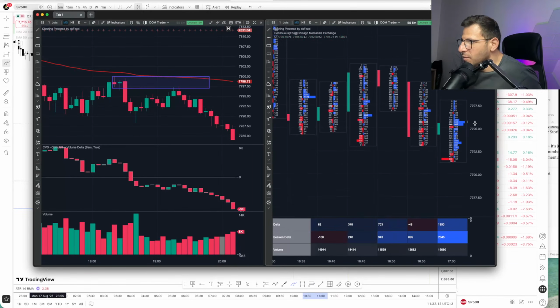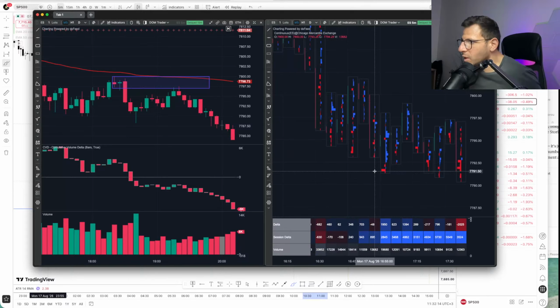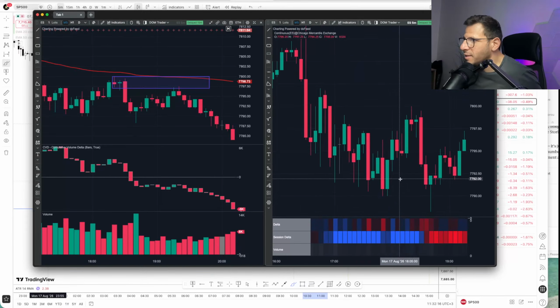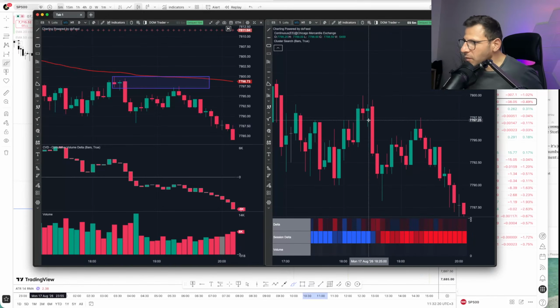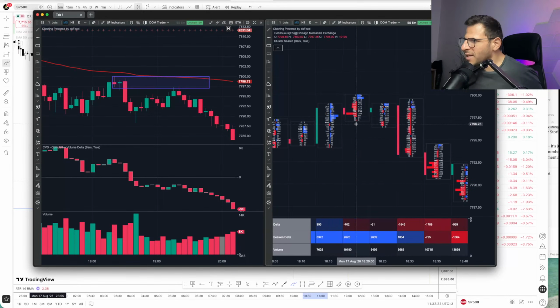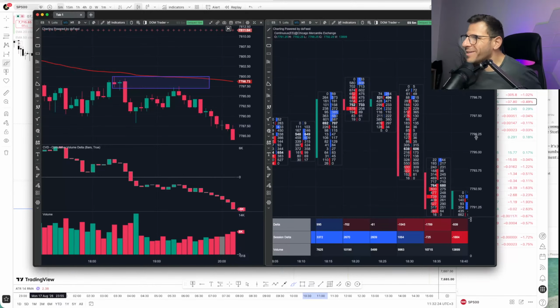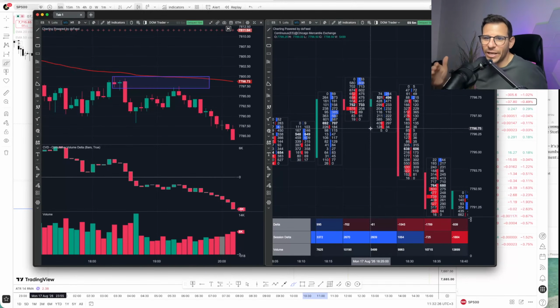So this chart is the same chart, candlesticks, but if you zoom in, you can see the actual volume in real time. You can see, guys, the actual orders, real-time stuff, trading in the Chicago Mercantile Exchange.